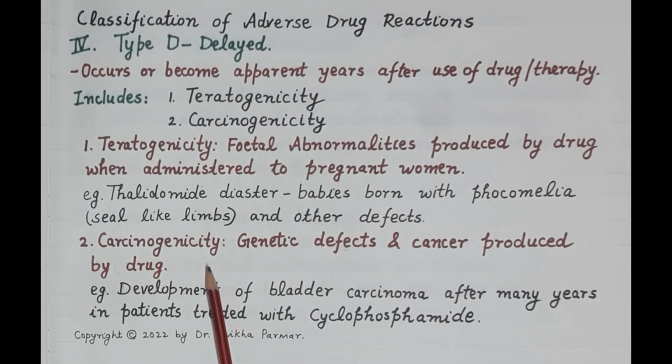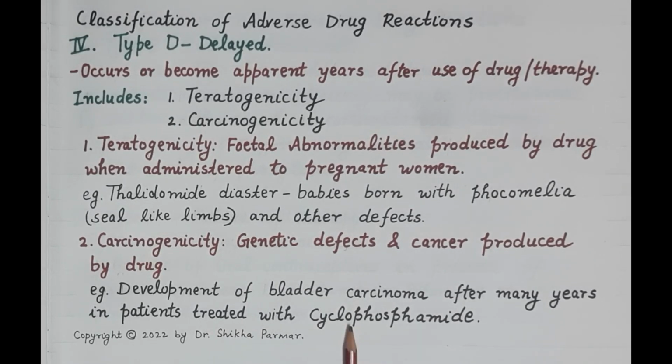Now, the second type of delayed adverse drug reactions are the carcinogenic reactions, that is carcinogenicity. Carcinogenicity refers to genetic defects and cancer produced by a drug. Patients were treated with cyclophosphamide, an anti-cancer drug, and after many years of treatment with cyclophosphamide, patients developed bladder carcinoma. So this is an example of how drugs produce a carcinogenic adverse drug reaction.